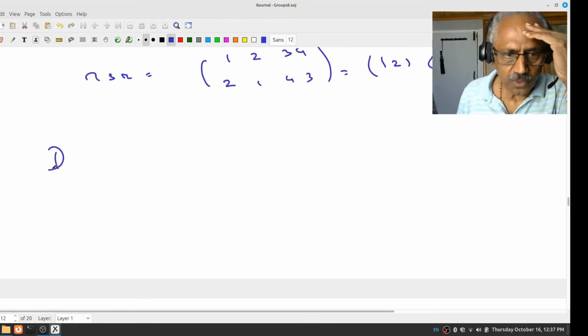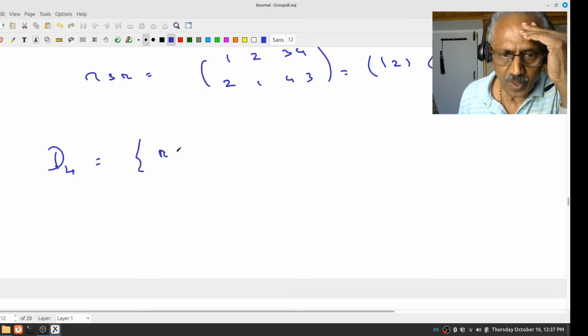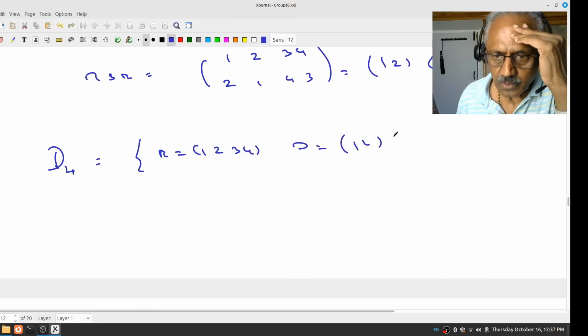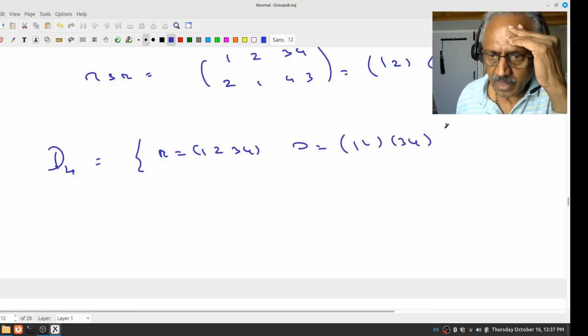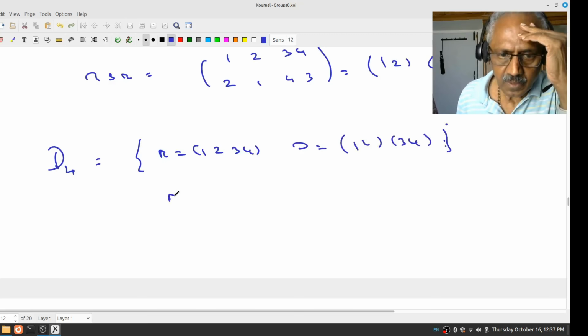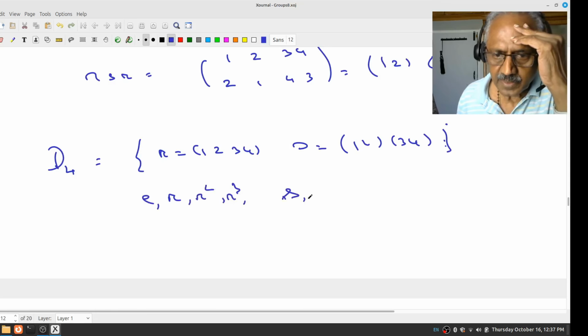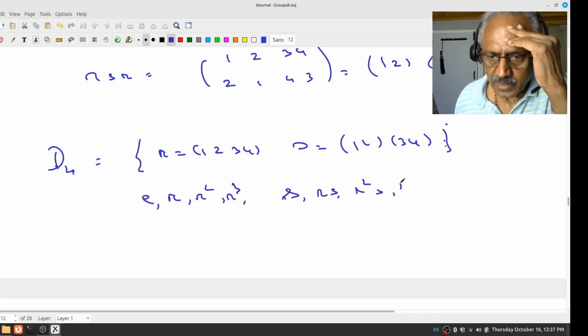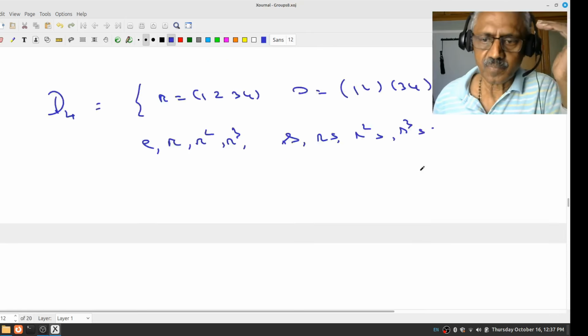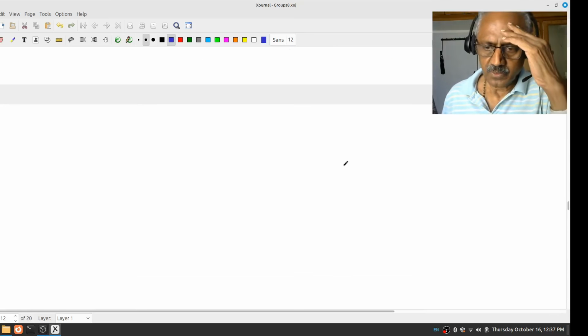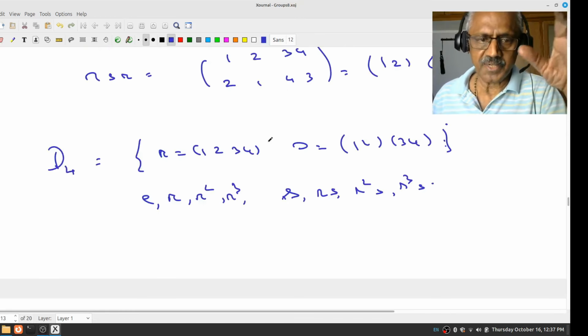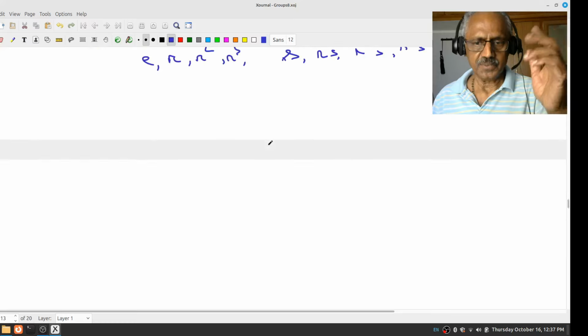So D4 consists of only these elements again, where R is (1 2 3 4) and S is (1 2)(3 4), and all elements R, R squared, R cubed, identity, RS, and so on. You can see this is another, concrete way of looking at D4.